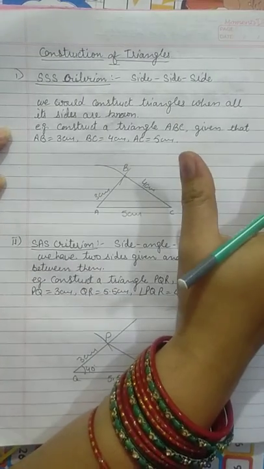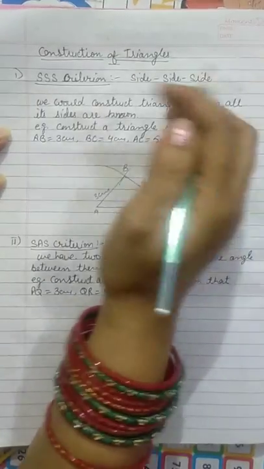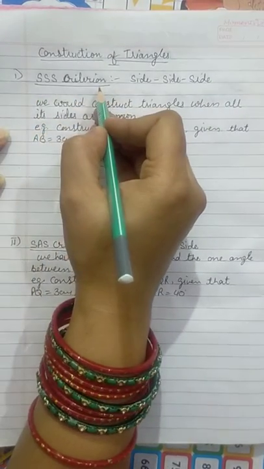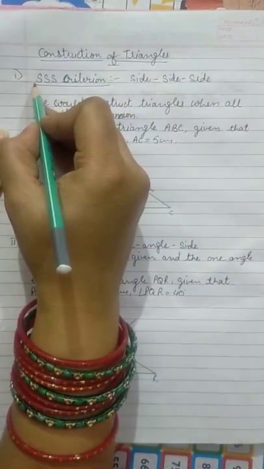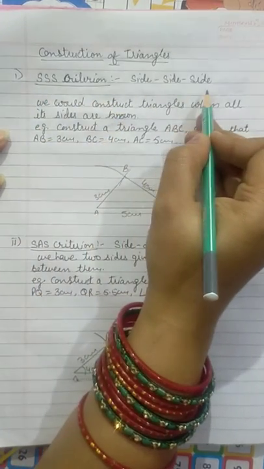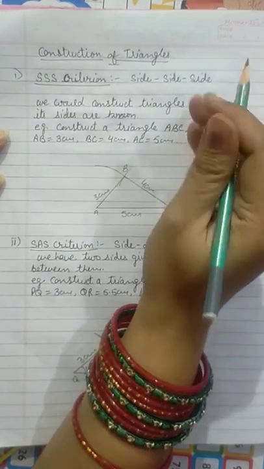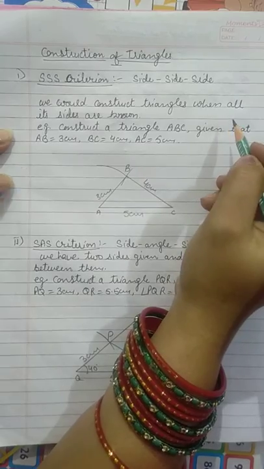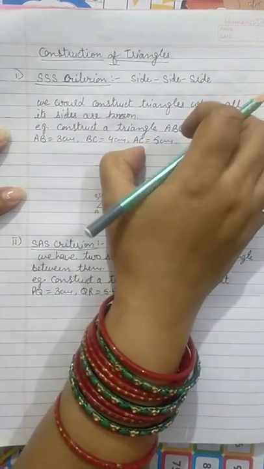The first criteria to construct a triangle is the SSS criteria. What is that? S means side, side and side. See, I have written here. It means that when 3 sides are given to you, at that time you will construct a triangle.